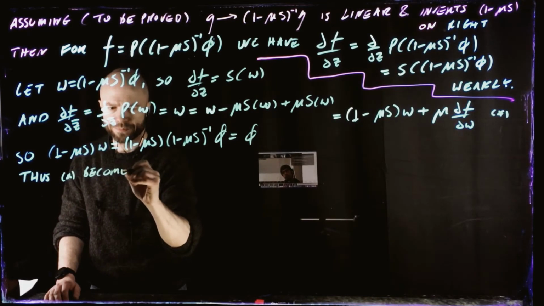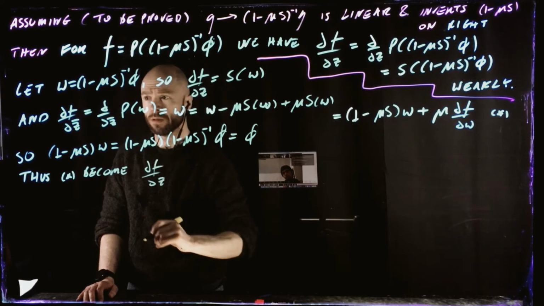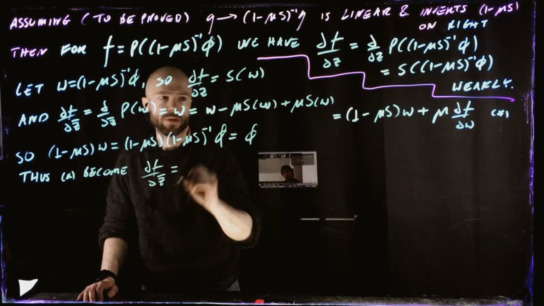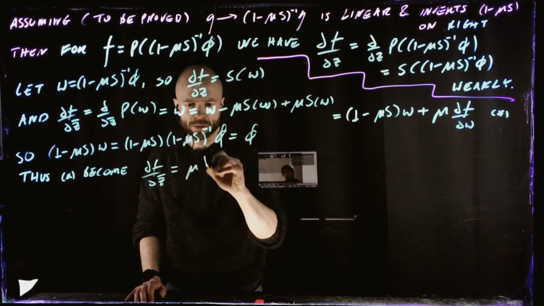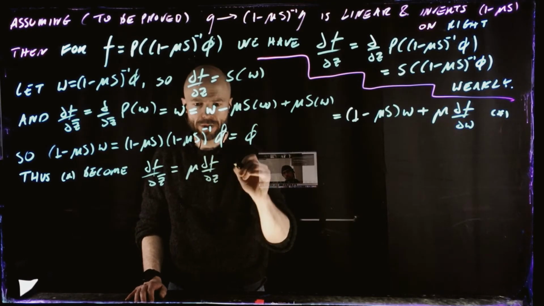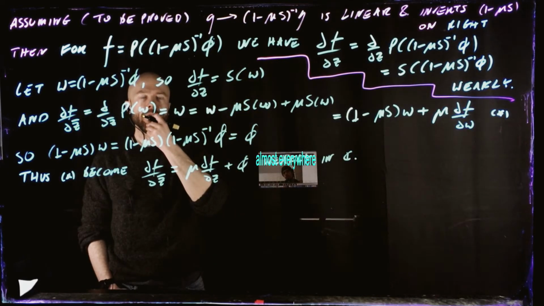Becomes df by dz bar is equal to mu df by dz plus phi. We are in good shape.